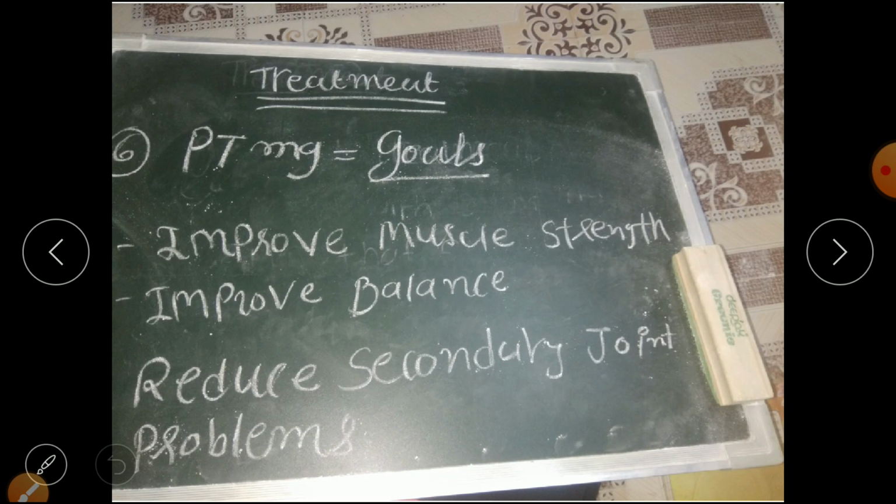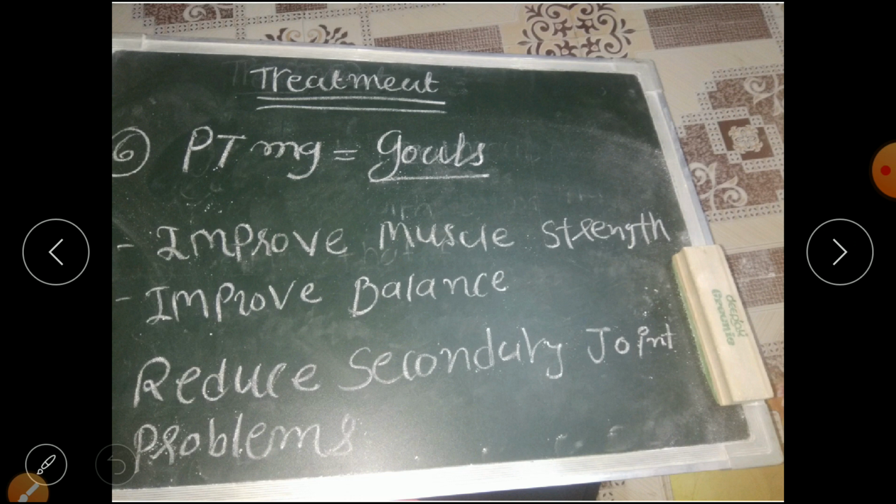Next is our role, that is PT management. The certain goals are to improve muscle strength, because in Down syndrome patients hypotonicity is more common, so muscle strengthening is important in this type of patient. We can give resisted exercise that improves muscle strength. Then we can give manual resistance also. Then improve balance. For balance, we can give balance board activity, proprioceptive training to the child, and physical exercise. These are certain activities which improve balance in the child.